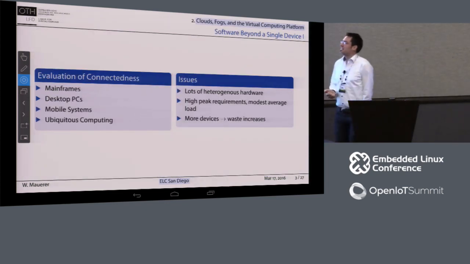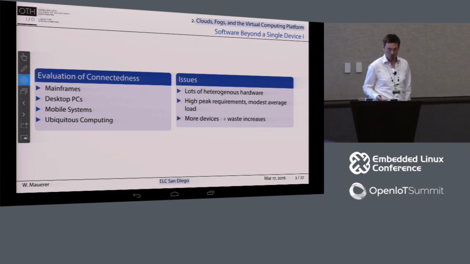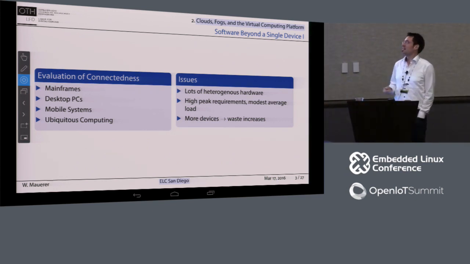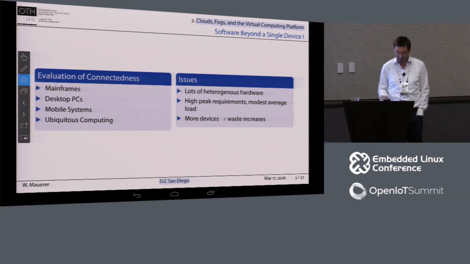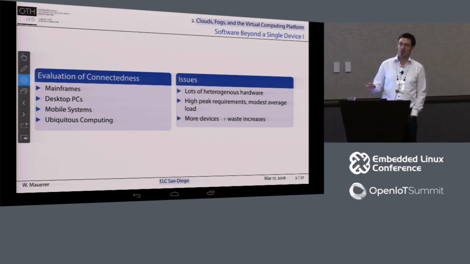I guess I don't need to tell you a whole lot about how the connectedness of devices has evolved during the last couple of decades, starting from mainframes that were mostly unconnected except with terminals in close proximity, to desktop PCs that started to become more connected to each other in the 80s with modems and the like, to mobile systems that are always on.